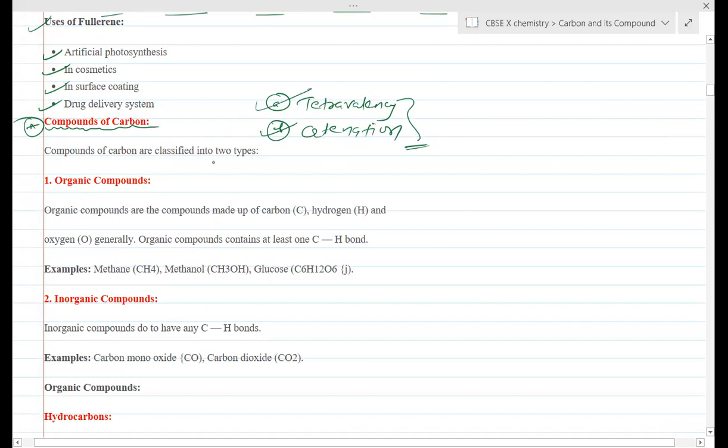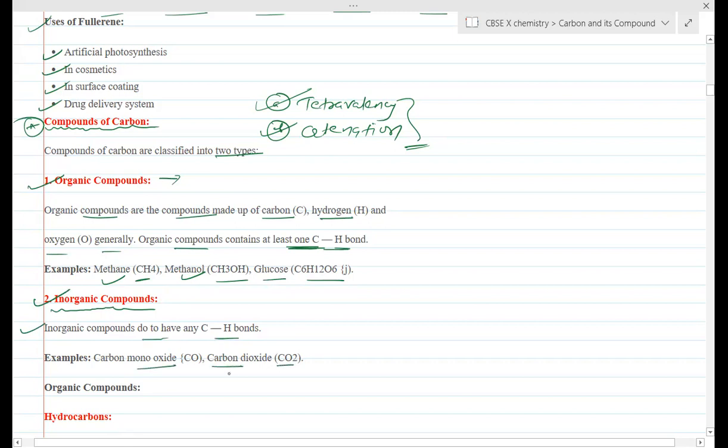Compounds of carbon are classified into two types. One is organic compounds, the other is inorganic compounds. Organic compounds are the compounds made up of carbon, hydrogen, and oxygen generally. Organic compounds contain at least one carbon-hydrogen bond. Examples are methane CH4, methanol CH3OH, glucose C6H12O6. Inorganic compounds do not have any carbon-hydrogen bonds. Examples: carbon monoxide, carbon dioxide.